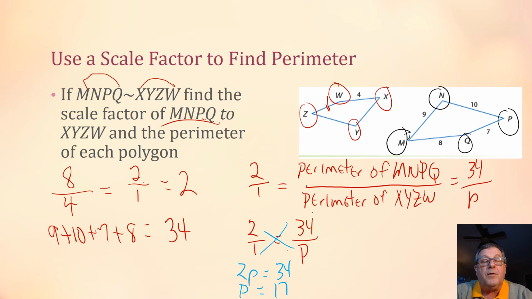So perimeter using a scale factor and what we've been given, the perimeter of MNPQ is 34 and the perimeter of X, Y, Z, W is 17, provided that those two polygons are similar.